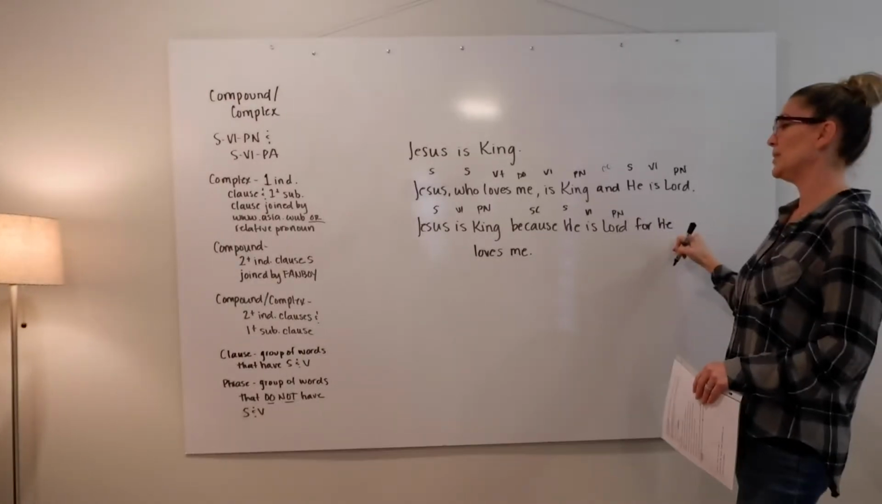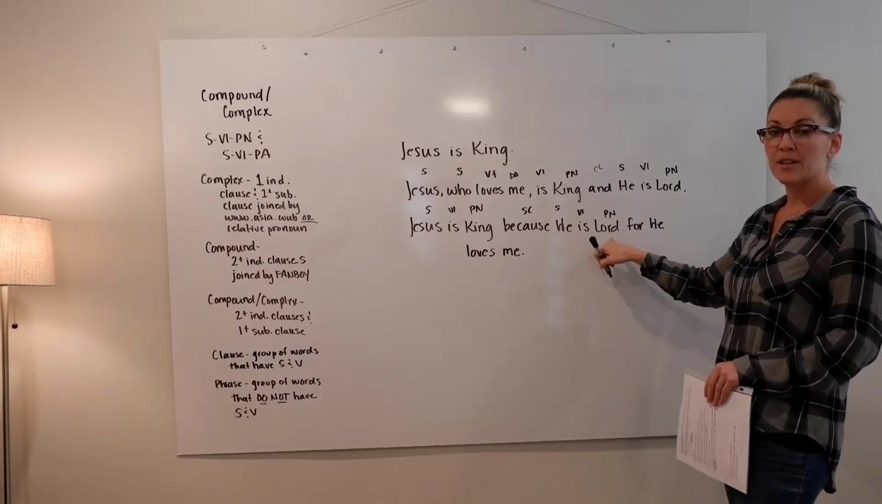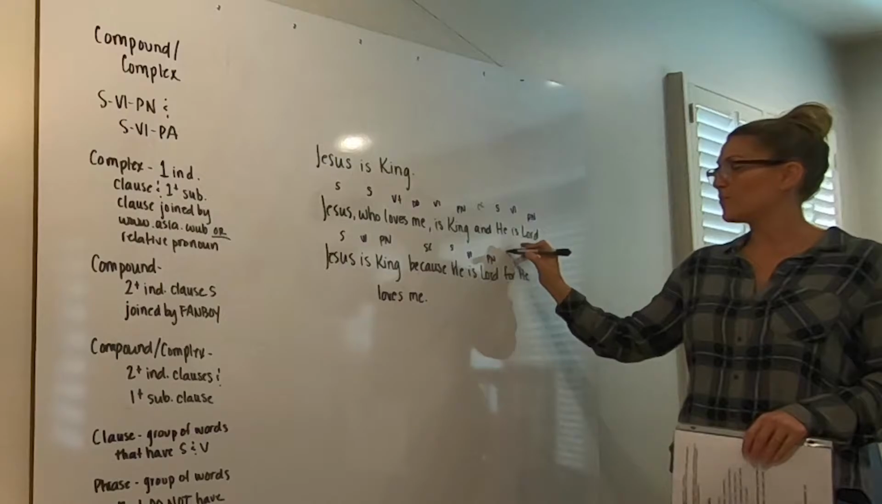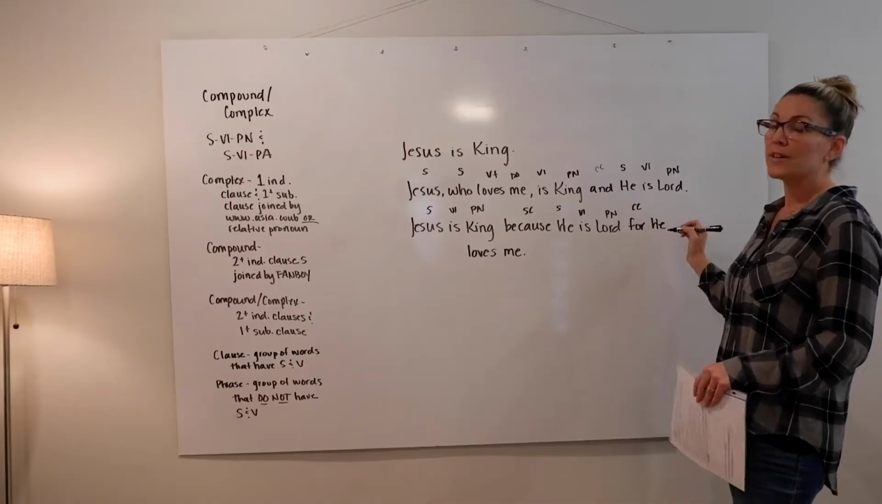In my second example, Jesus is king because he is Lord. We already established that that's a complex sentence. Here I've added a different fanboy. I used for this time. He loves me. All right, let's look at this.